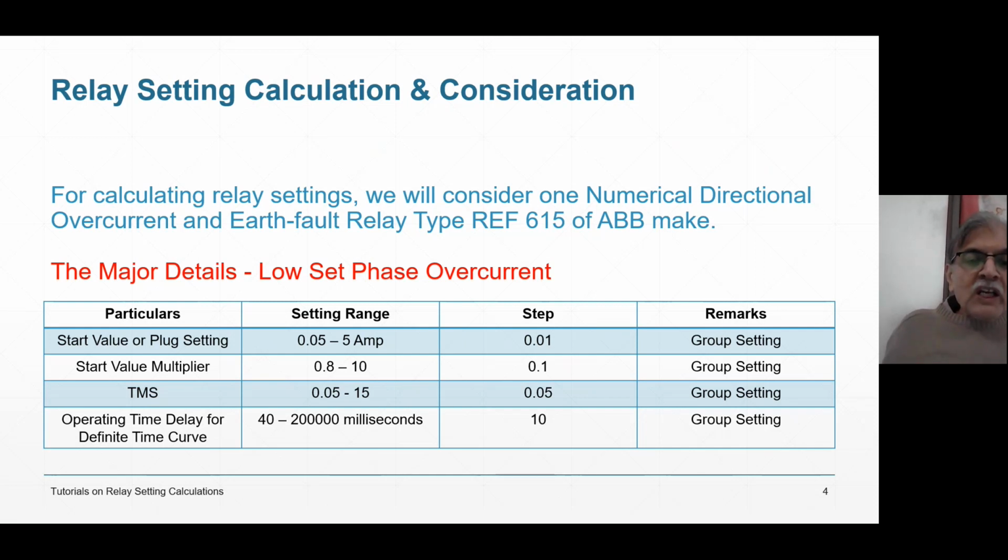So you can delay the time of operation of the definite time unit if you are selecting a definite time curve. Step is 10, that is 40 millisecond, 50, 60, up to 2 lakh. That is also group setting, right? So try to understand. A little complicated relay also, and therefore configuring a relay, that's what the exercise we are trying to do today.